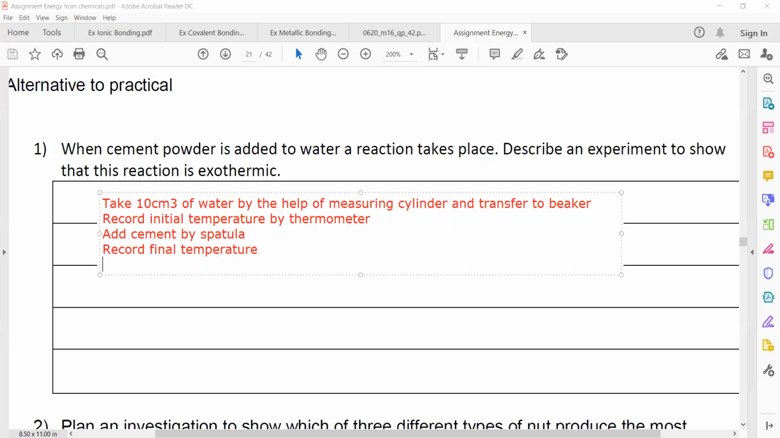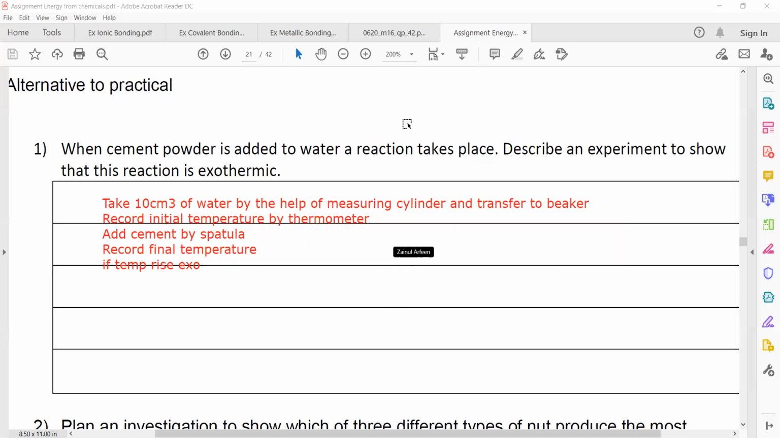Calculate if the temperature rises, then the reaction is exothermic. Is it clear? So that is how you plan this experiment to show that when cement powder is added to water, the reaction is exothermic. In an exothermic reaction, energy is released or given out.